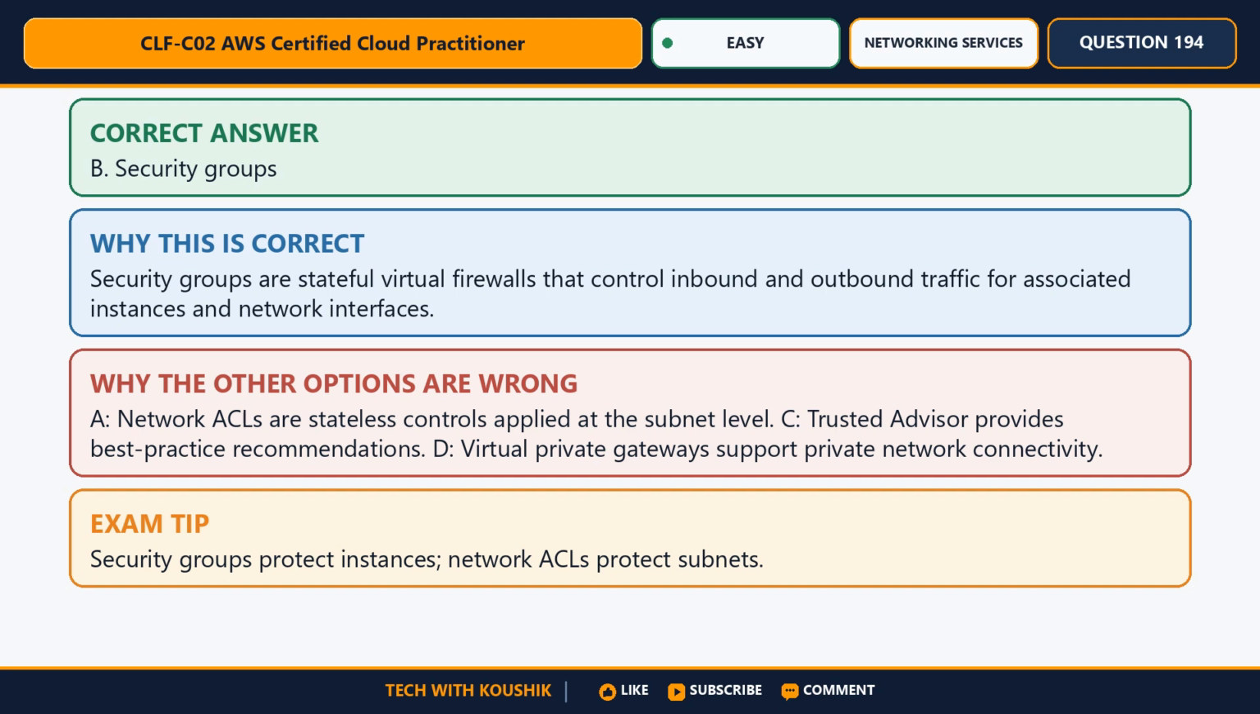A, network ACLs are stateless controls applied at the subnet level. C, Trusted Advisor provides best practice recommendations. D, virtual private gateways support private network connectivity. Exam tip. Security groups protect instances, network ACLs protect subnets.